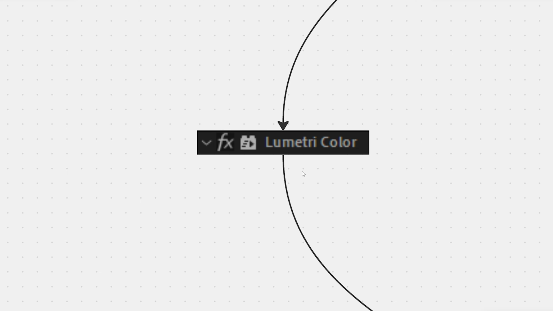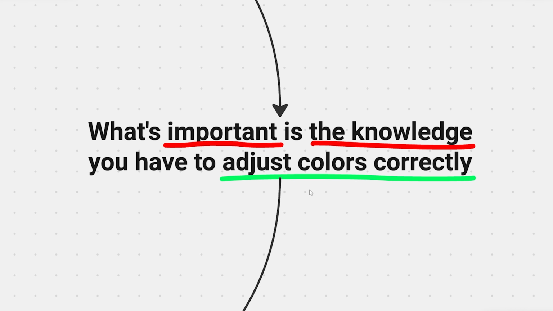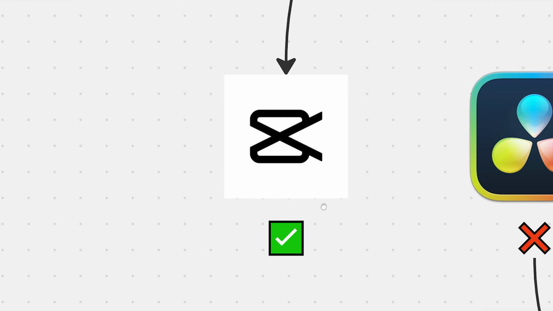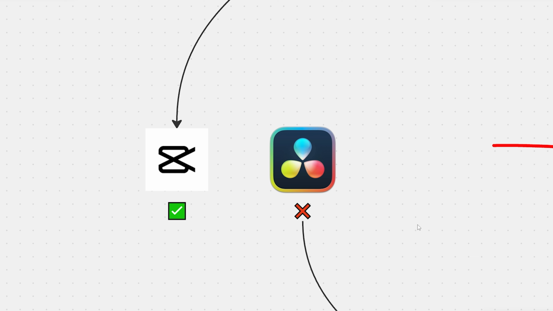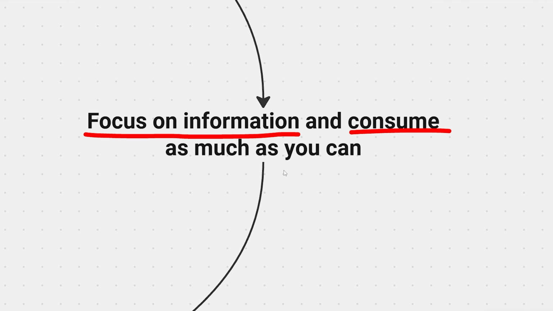It absolutely doesn't matter which program you're using. What's important is the knowledge you have to adjust colors correctly. You can do color grading even in CapCut and achieve high quality, or you can work in DaVinci and make the colors terrible. What matters is not which tools you use, but the knowledge you apply in your work. Therefore, it's crucial not to fixate on equipment or software, but to use what you have. Focus on information and consume as much as you can, delving deeply into the field in which you wanna develop.